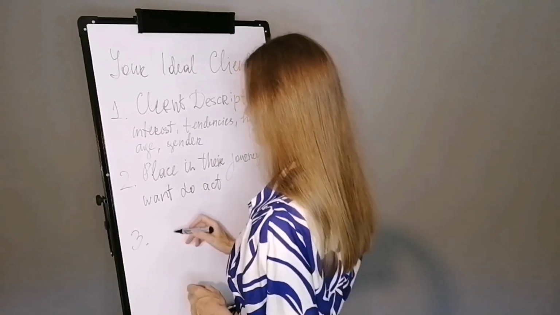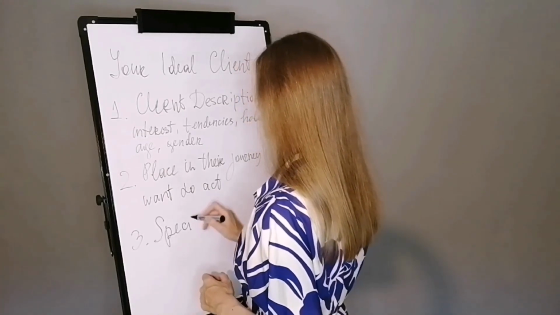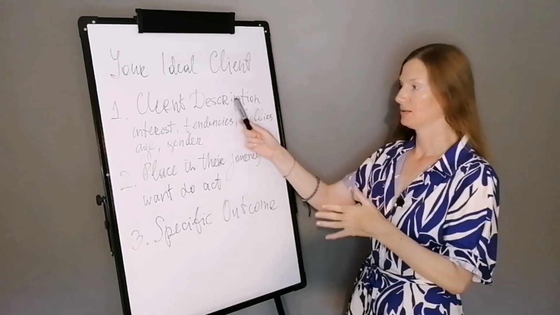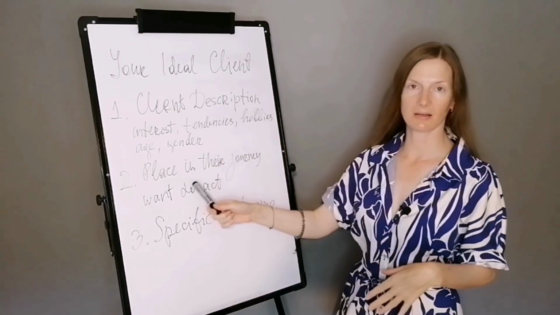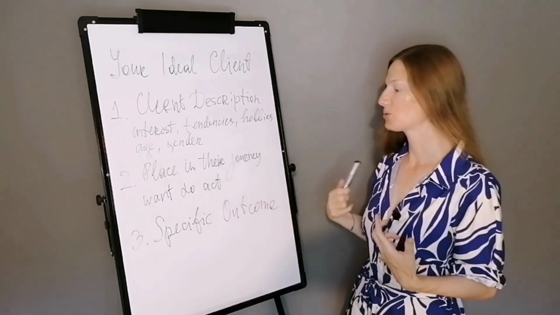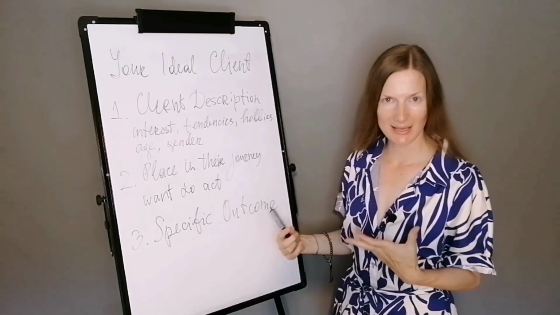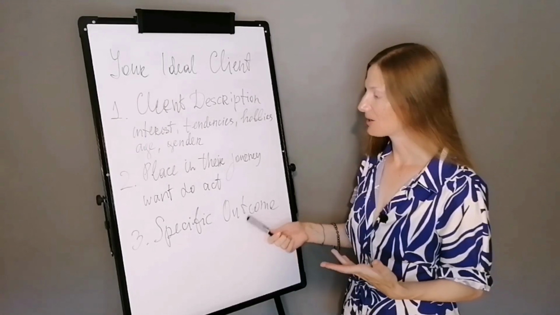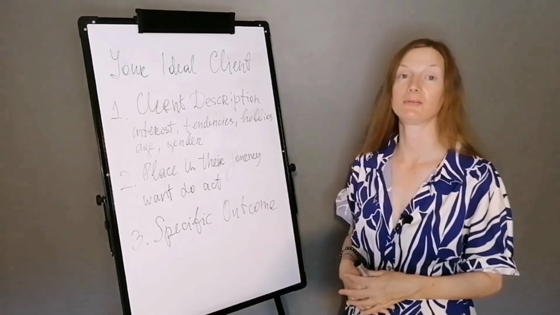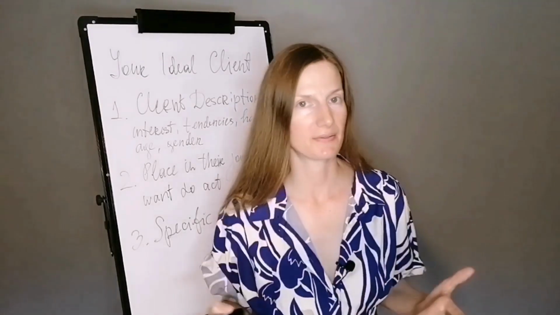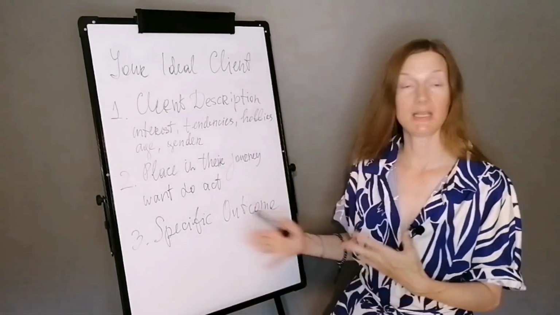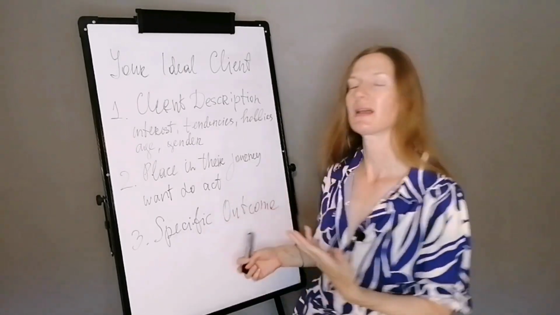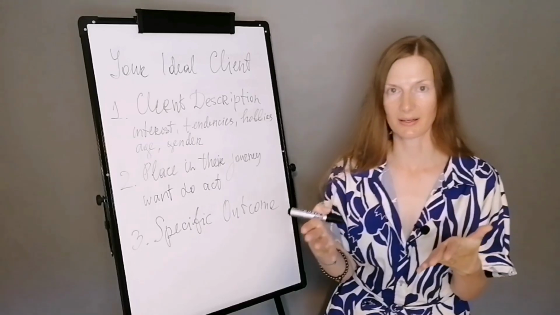And the third one, specific outcome. So this client with this kind of description and being stuck with some problem also has to want a specific outcome, exactly the outcome that you are offering. For example, they actually want a dream business, they want freedom in life, they want to be independent, they want to impact the world and so on. So they want this specific outcome that you are offering.